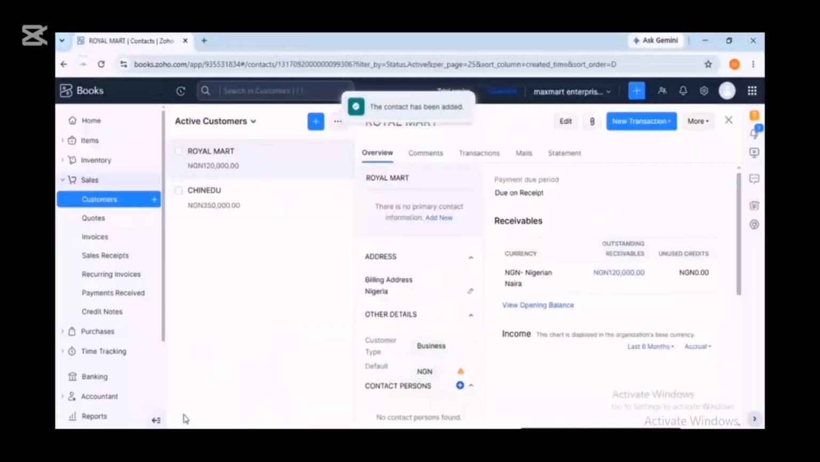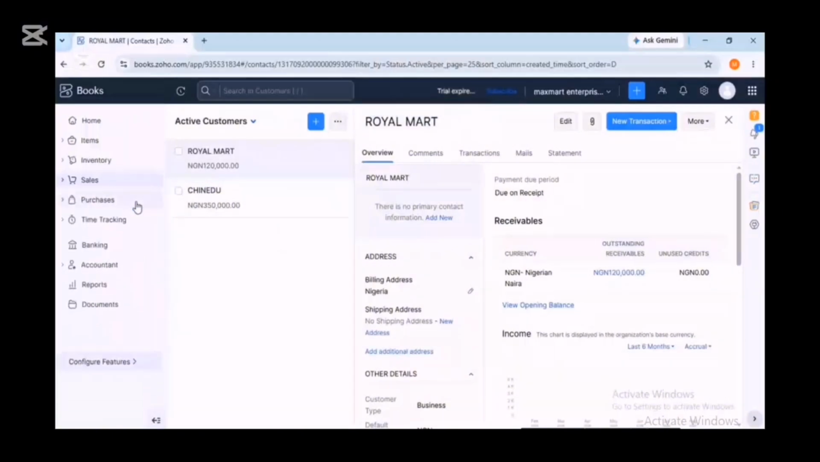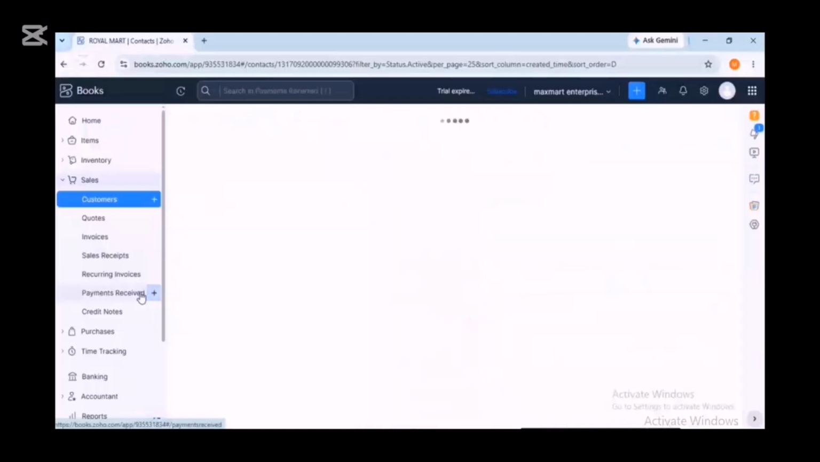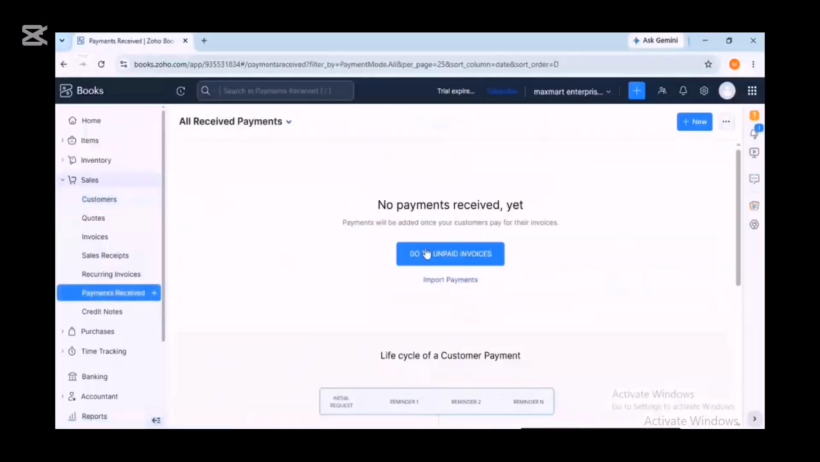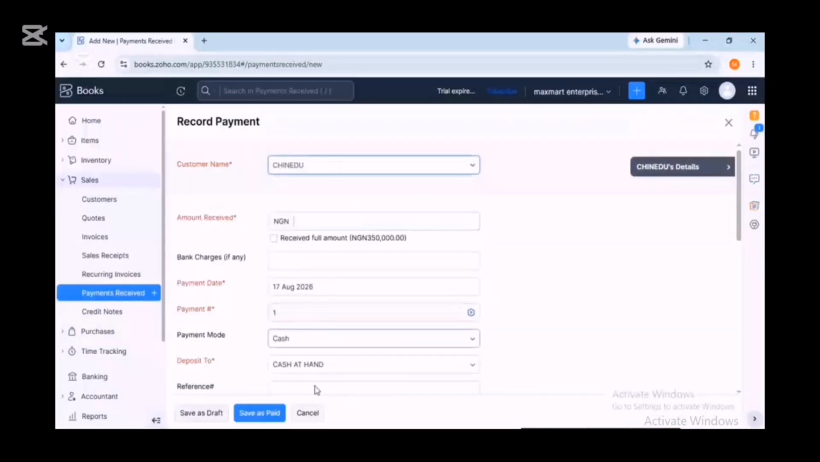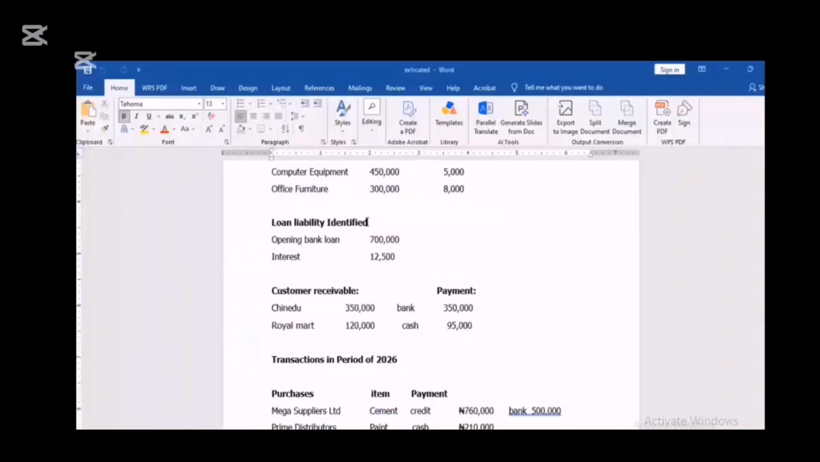Absolutely right. So let's input the payments they made. So customer payments received. These are payments they made prior to the opening balances. You create new, select customer, Chinedu. So let's enter the amount he paid. Okay, here it is, 350,000. So let's enter that.